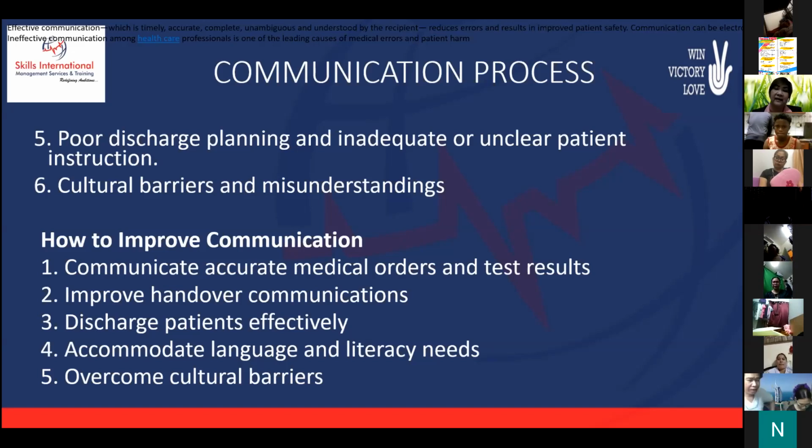Overcome cultural barriers. Overcoming cultural barriers comes with cultural diversity. We have to communicate openly. We have to respect their traditions, their language, their beliefs, their food, their everything. In this way, we are going to have a culturally diversified community. Again, I'm talking to you about overcoming cultural barriers through cultural diversity.